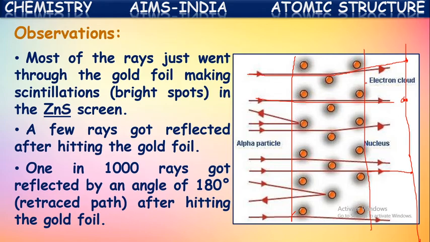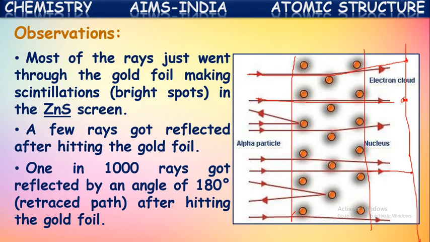So these are the major three observations done by Rutherford in his alpha ray scattering experiment. What are those? First one is most of the alpha particles directly pass through the gold foil after hitting it. Second, a few of them are reflected, deviated from their path after hitting the gold foil. Third one, very few of them, 1 in 1,000 of those alpha particles, get exactly back to their path after hitting the gold foil. So these are the observations done here.